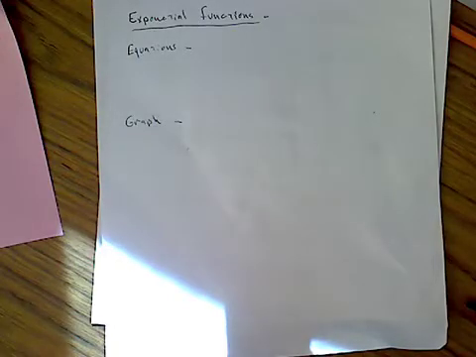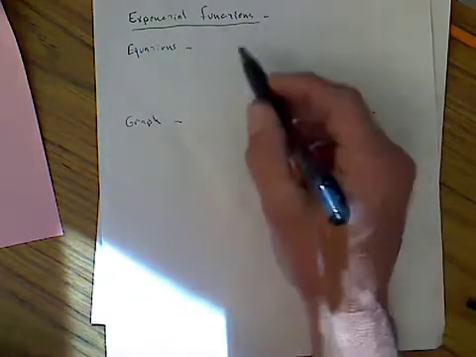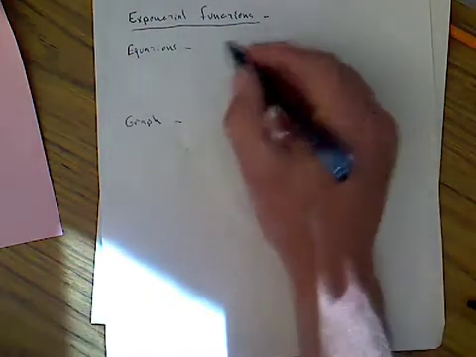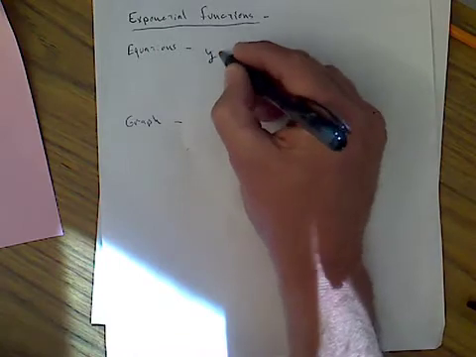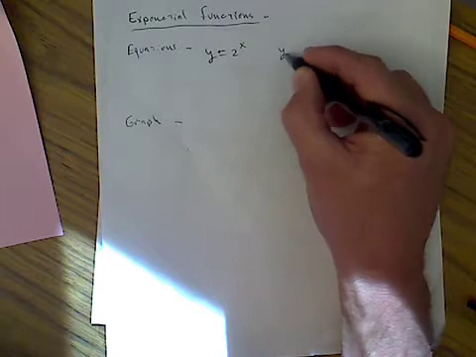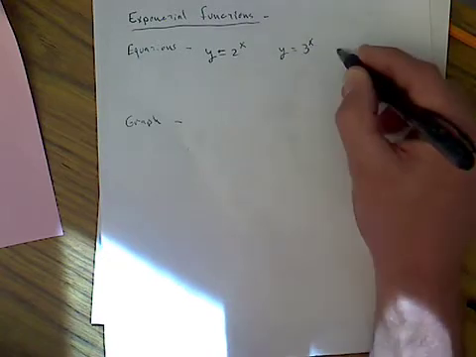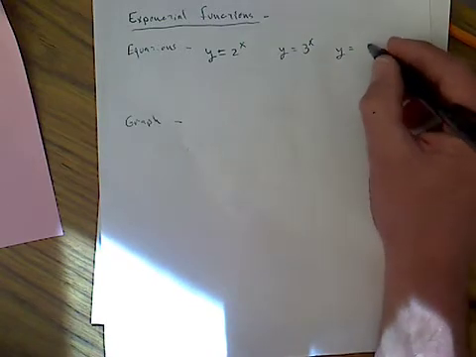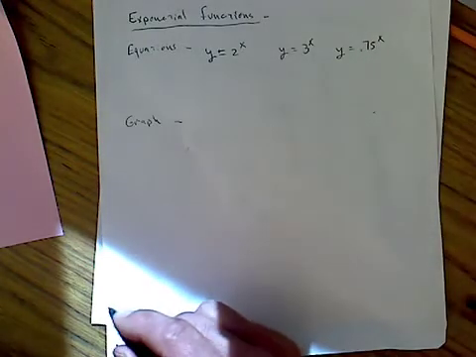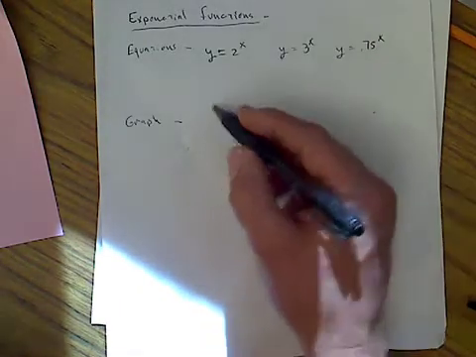All right, so yesterday we did the exponential functions explorations packet, and we talked about a couple of things. One, we graphed equations that looked kind of like this: y equals 2 to the x, y equals 3 to the x, and y equals 0.75 to the x.